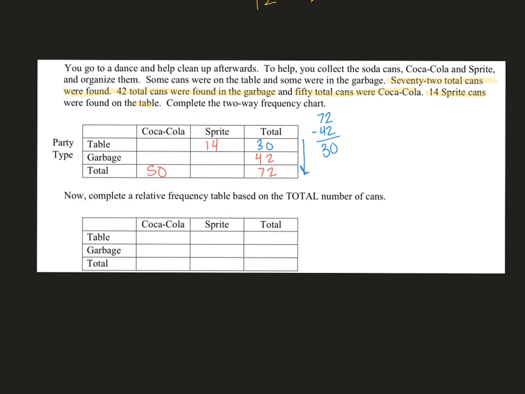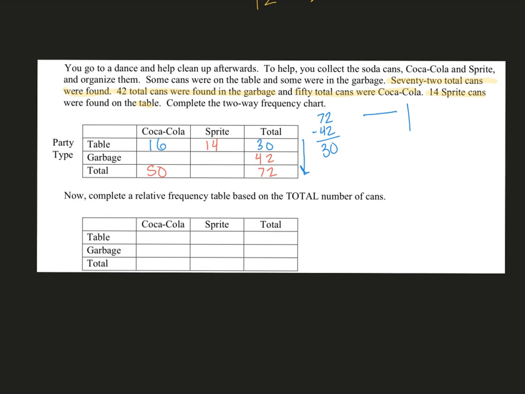What I'm going to do now is try to find any row. Remember, rows go this way. They're horizontal and columns are vertical. I'm going to look for any row or column that has only one missing value. So if I'm looking at rows, I notice my table row is missing just one value, right? So I am going to find that missing value. I know that there were 30 total on the table. 14 of them were Sprite. How many must be Coke?